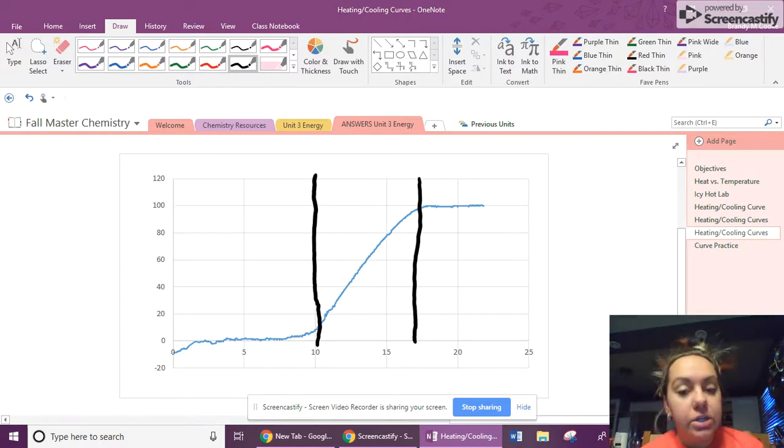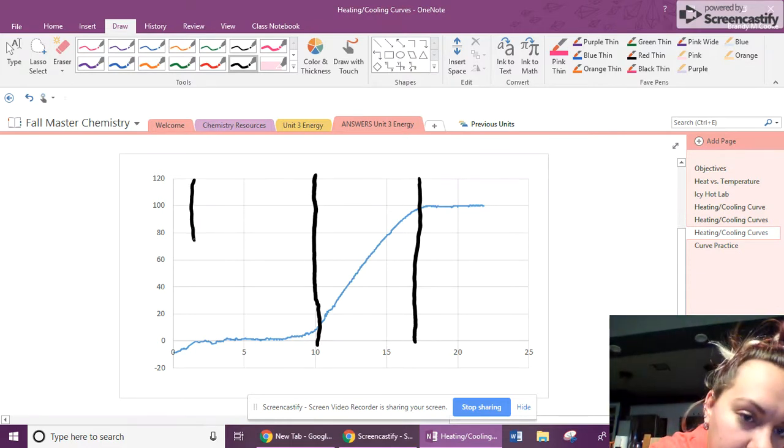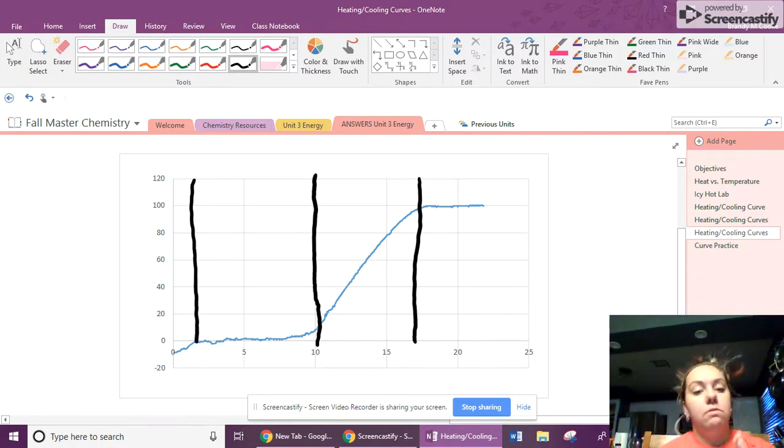So first we need to ask ourselves what was happening. I'm actually going to draw one more line right here because it looks like it was going up, it went flat, up, and then flat. So I see sort of a pattern here. So what was happening from like 2 minutes to 10 minutes? If you recall, what you saw in the lab was that this was the period of time when the sample was melting. So we had solid ice melting to liquid water.